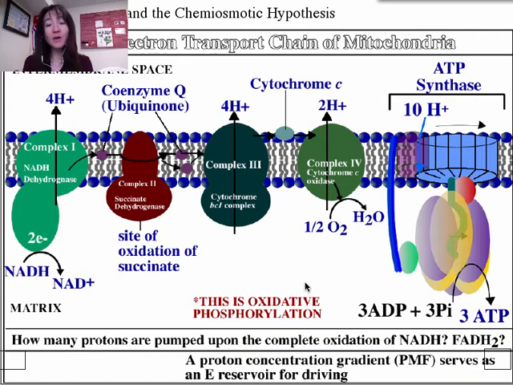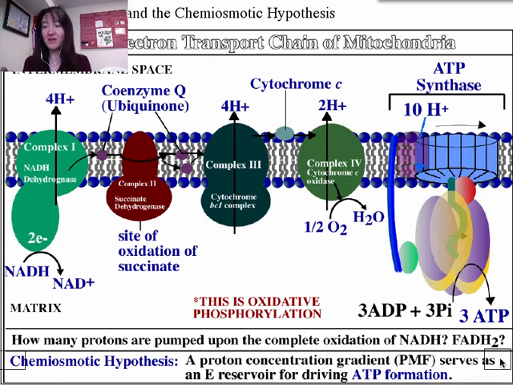It took Peter Mitchell, who was a scientist that studied this, many years to be able to show that it was in fact the proton motive force that was the source of energy for the phosphorylation of ADP. This was a long coming process, and it wasn't actually until the 60s that he did much of his work, and later that this chemiosmotic hypothesis gained clout. So chemiosmotic hypothesis: a proton concentration gradient, PMF, serves as the energy reservoir for driving ATP formation, oxphos.